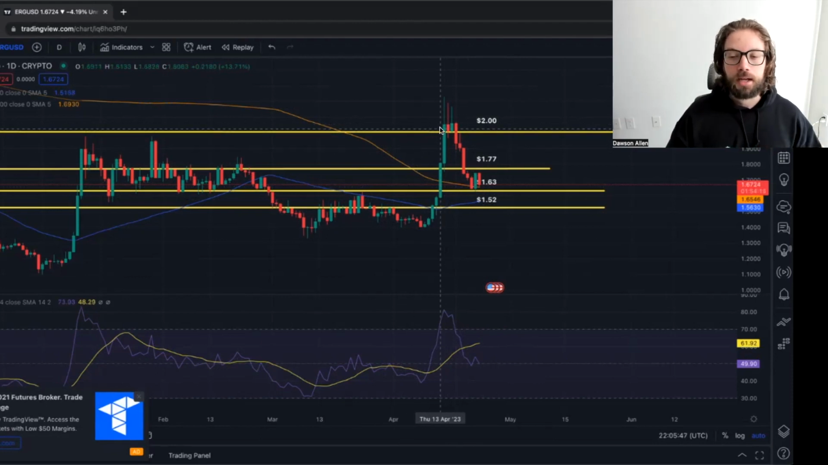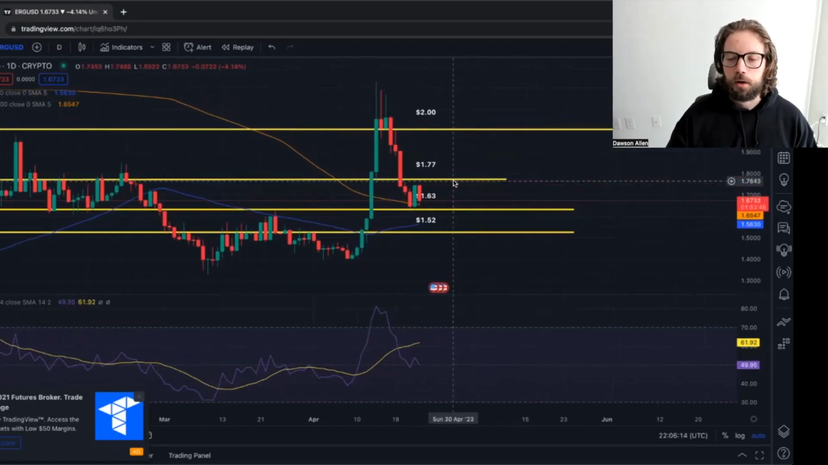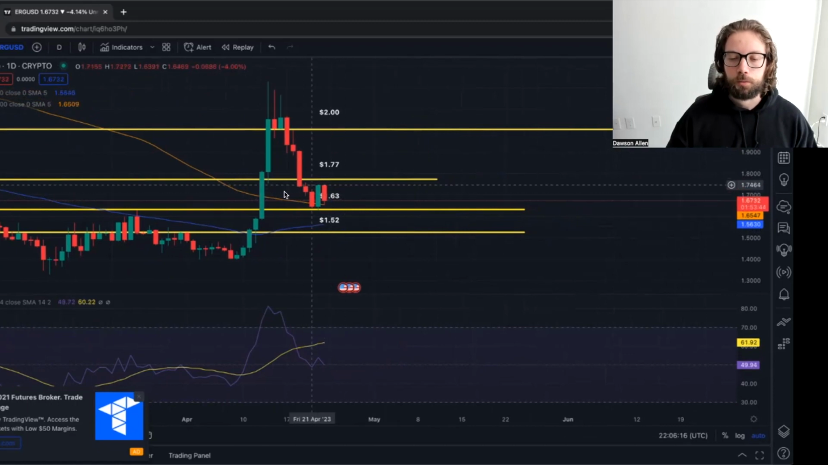Over the past 7 days, when I haven't done a video, you can see we consolidated, digested this huge move, and then broke below. This was technically a confirmation of that $2 support, but then it ended up breaking down here. So this is what we're going to talk about today. We have our 200-day simple moving average here in orange, our 50-day simple moving average here in blue, and we can see that these are converging probably somewhere around this $1.63 level, but currently we are bouncing off of the 200-day simple moving average.